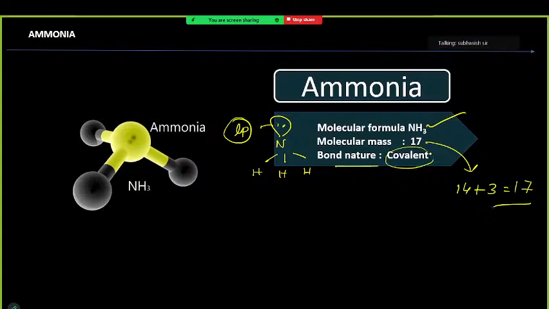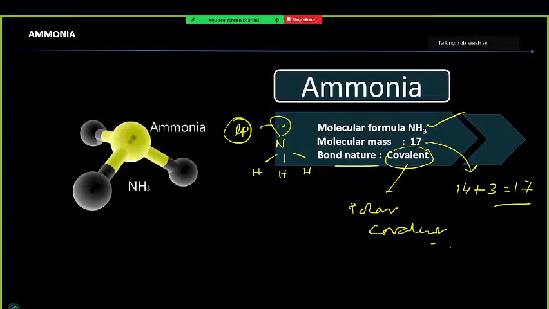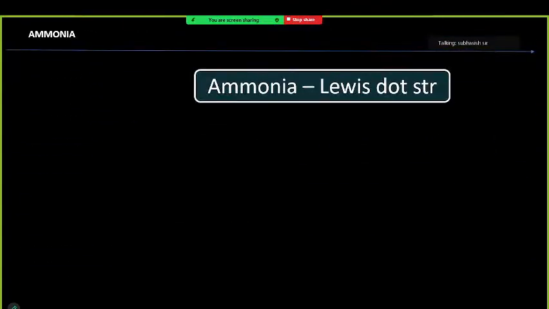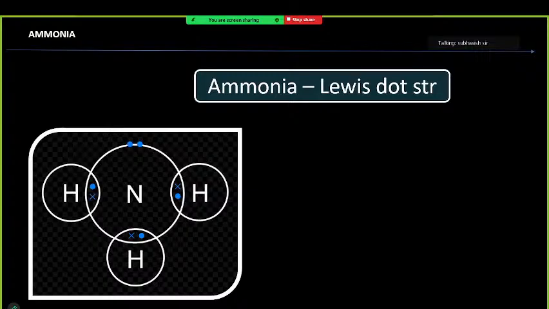The bond nature is covalent, but you can say polar covalent. So this is the general information related to ammonia. After that, the Lewis dot structure. In the Lewis dot structure, the covalent bond is formed by 1 electron from nitrogen and 1 electron from hydrogen participating in bond formation. Ammonia is formed where these 2 electrons are present as a lone pair, and the shared electrons are known as bond pairs. So 3 bond pairs and 1 lone pair are present.